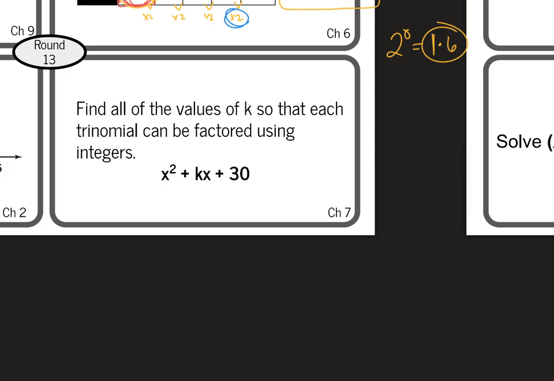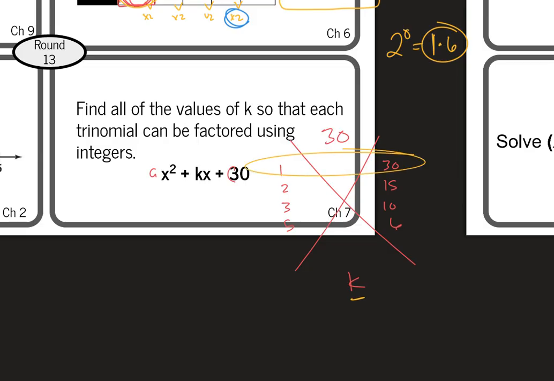Find all the values of k so that this trinomial can be factored using integers. So we're going to use our big X here, and a times c is 30, and then we want them to equal k. Well, the factors of 30 are like this. Whenever we're trying to find k, we want these factors to add or subtract. So we could have 31, 17, 13, and 11.